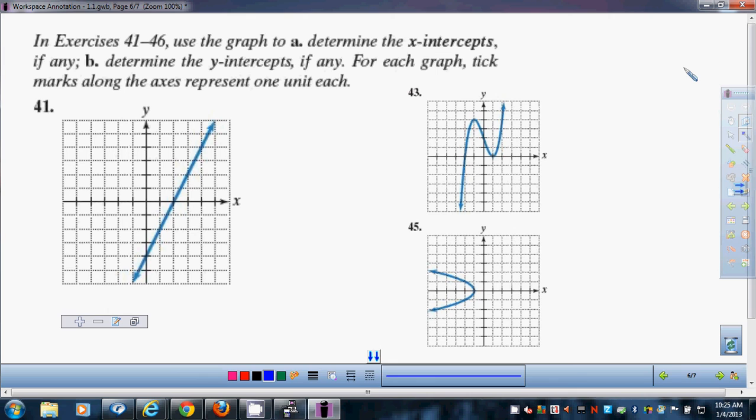What about this one? Where does it cross the y? It does not cross the y. What about the x? Okay. Questions?